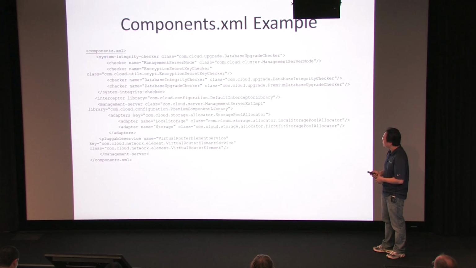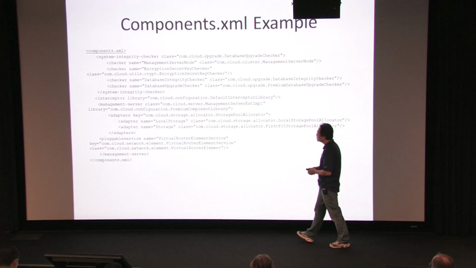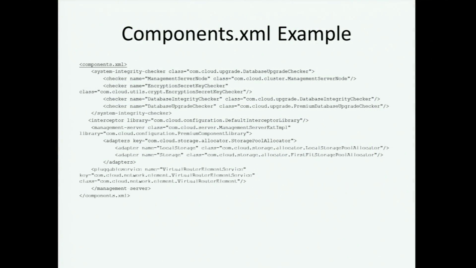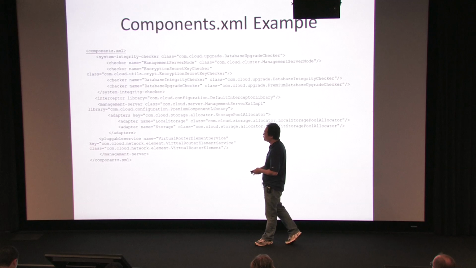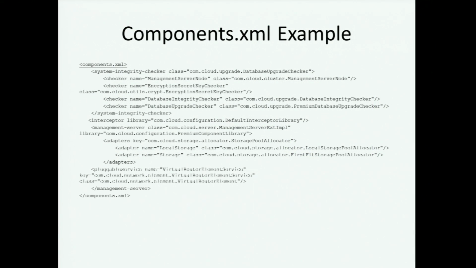Now, I want to specifically point out this pluggable service definition. The pluggable service definition is a way for the adapters to expose an API that would be executed through CloudStack. So when you put that in, CloudStack will actually go through and locate all of the commands that are being exposed by this service, and the same REST API can be used to execute things inside that.